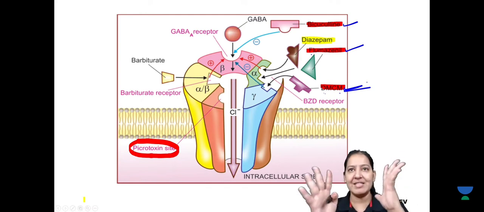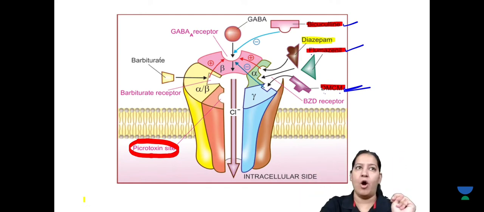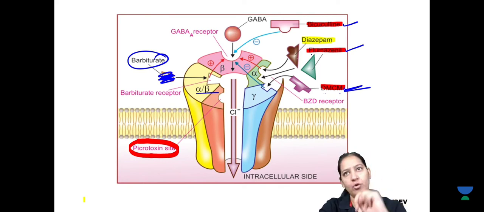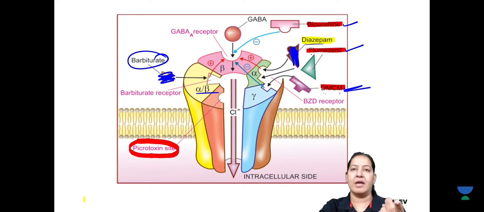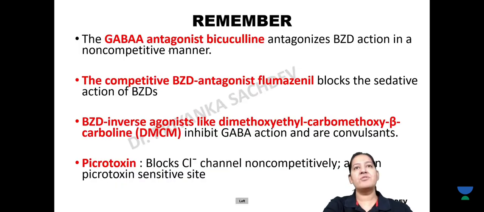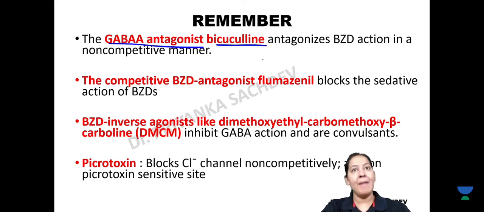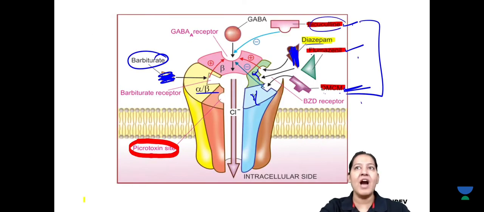In the GABA receptor, I have taught you two drugs now. Till now, I have taught you benzodiazepine, which acts at the alpha beta junction. I have told you barbiturate, which acts at the alpha gamma junction. Let me teach you three more drugs which act on the same receptor. The first drug is a GABA antagonist, which is known as bicuculline. It is an antagonist of GABA. Bicuculline is a GABA antagonist.